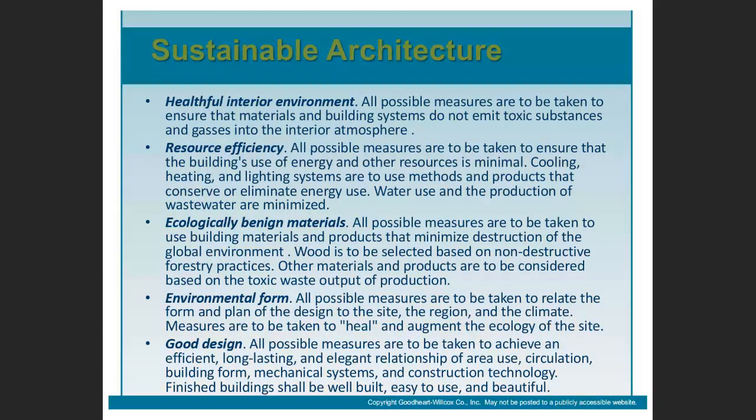We want our buildings to be efficient in their use of resources: heating and cooling and lighting and water. We want to make sure that the materials that we are using in our building, we're minimizing the impact of those materials on the global environment, that we're, say, using sustainable materials if possible, harvesting wood responsibly, not using materials that are produced from a toxic or a polluting form of production.